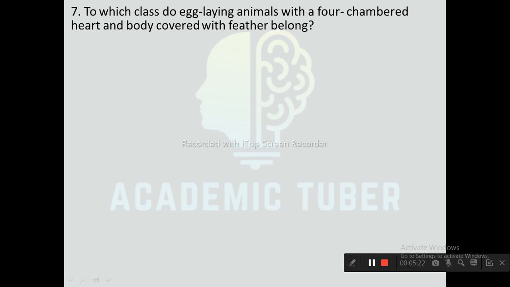Next question. To which class do egg-laying animals with a 4-chamber heart and body covered with feathers belong? And the options are: Mammalia, Reptilia, Aves, Amphibia. And the correct option is Aves. We know that egg-laying animals with a 4-chamber heart and body covered with feathers belong to class Aves.